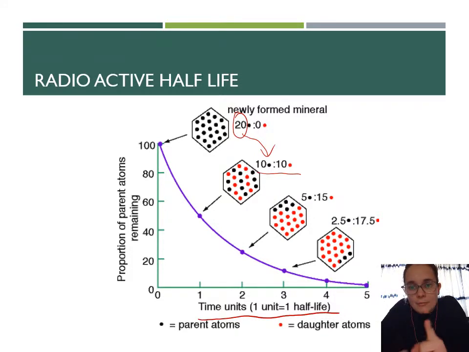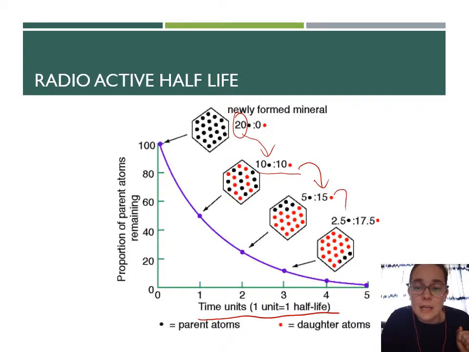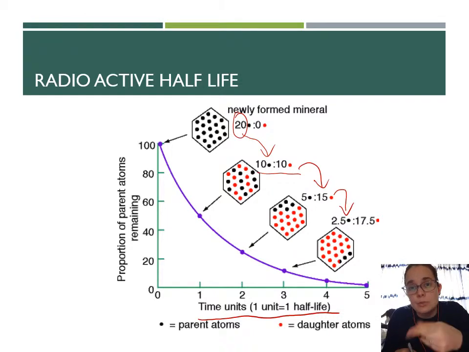But one half-life is how long it takes for 50% of your parent atoms to turn into your daughter atoms. So 50% of carbon to turn into nitrogen. And then the second half-life is how long it takes for the next 50%, so in this case going from 10 down to 5, and then the next half-life is going from 5 down to 2.5. So each half-life is how long it takes for half of whatever you're starting with to turn into your non-radioactive element that we're looking at.